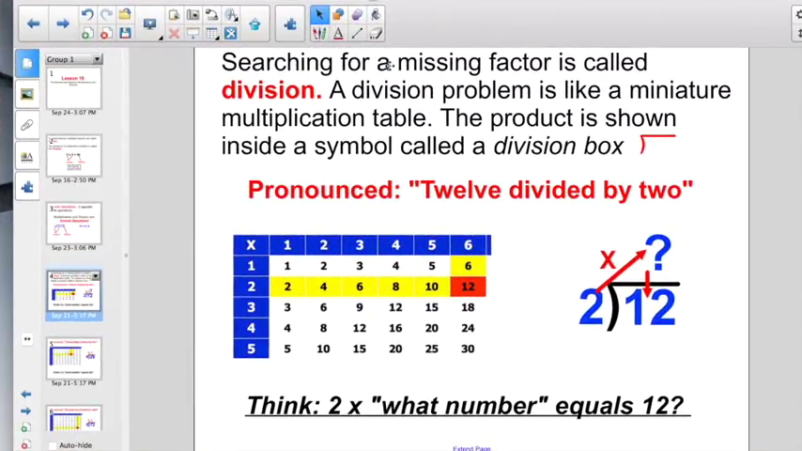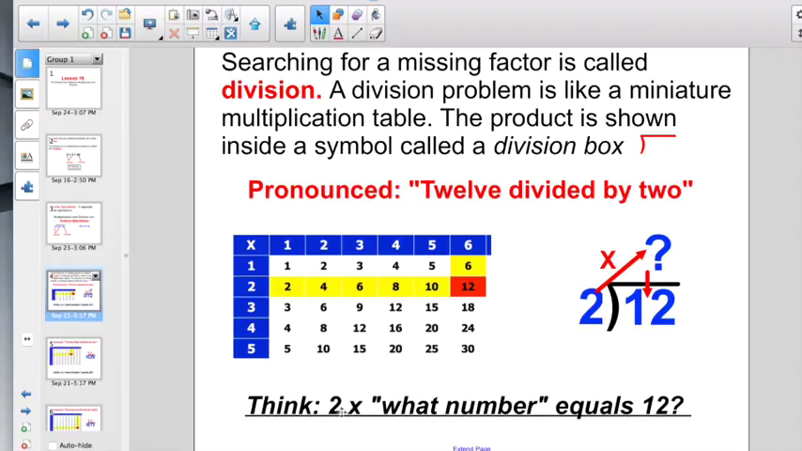So, searching for a missing factor is called division. A division problem is kind of like a miniature multiplication table. The product is shown inside a symbol called a division box. And if we have this problem set up in a division box, this is pronounced 12 divided by 2. You say the number inside the box first. This is not 2 divided by 12. It's 12 divided by 2.